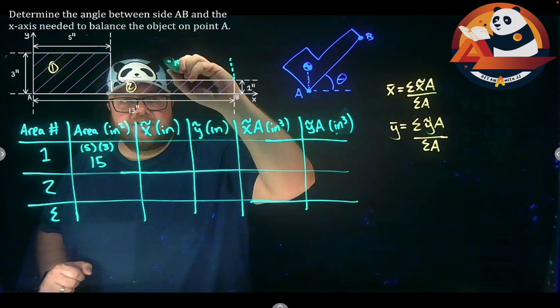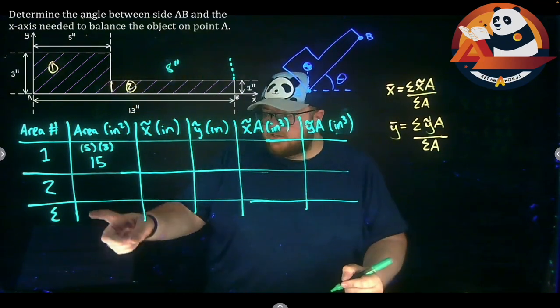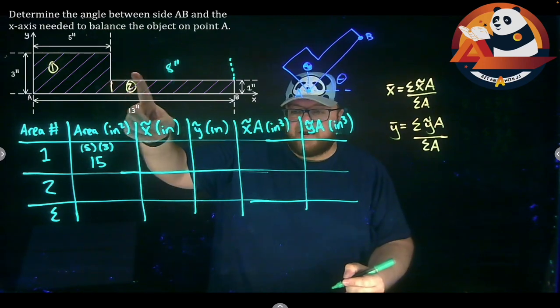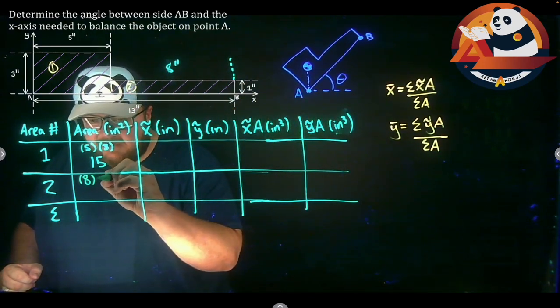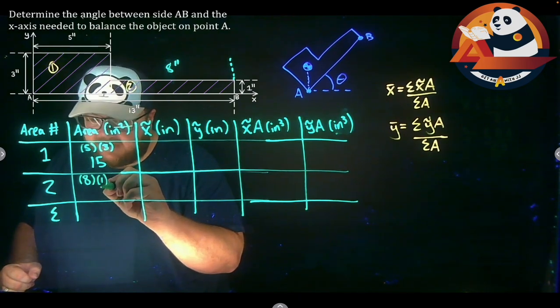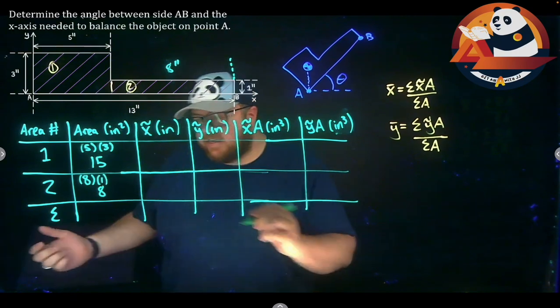So we actually know that distance in here, 8 inches. So let's come in and get my area. I should have base is 8, height is 1. 8 times 1 gets me to, sorry, 8. And adding that up, 15 plus 8 is 23.